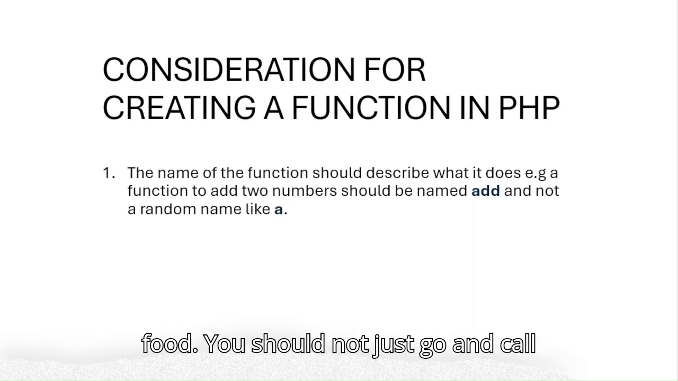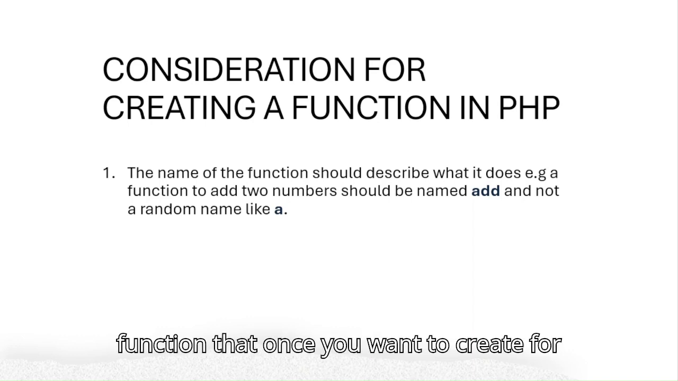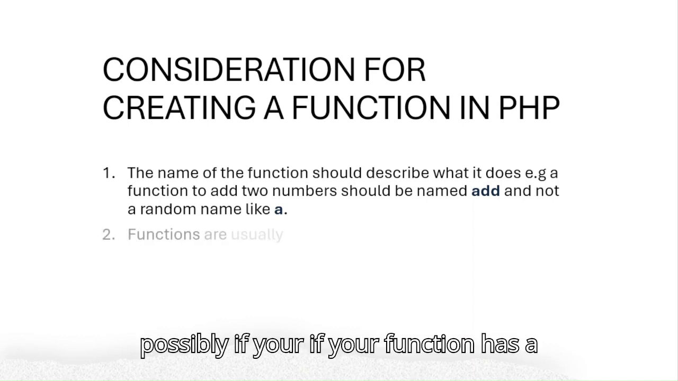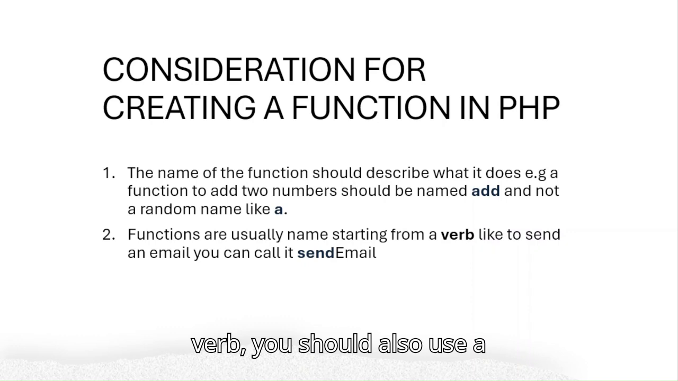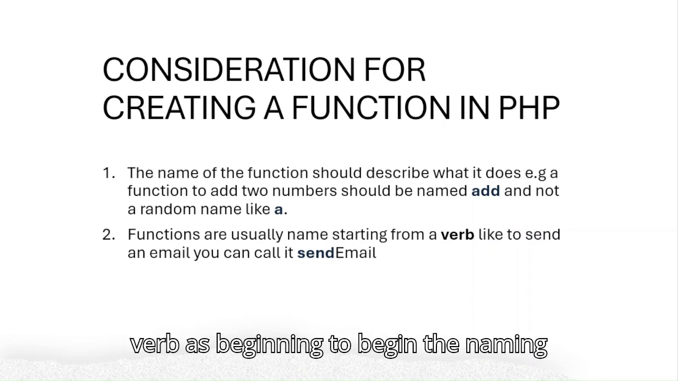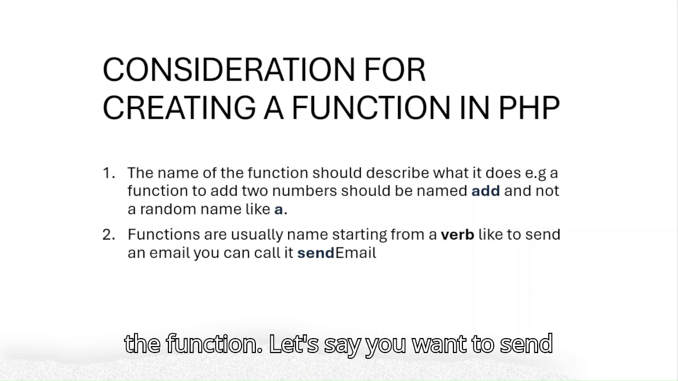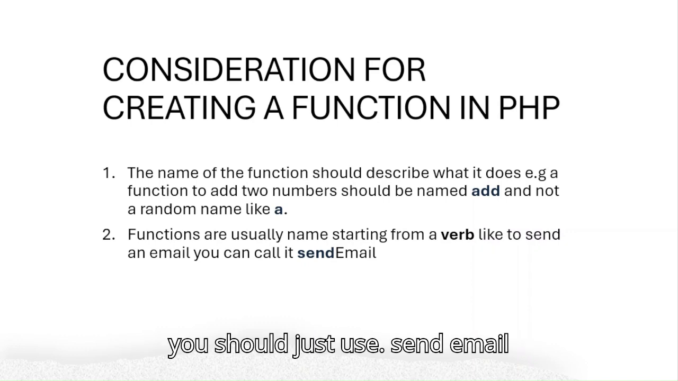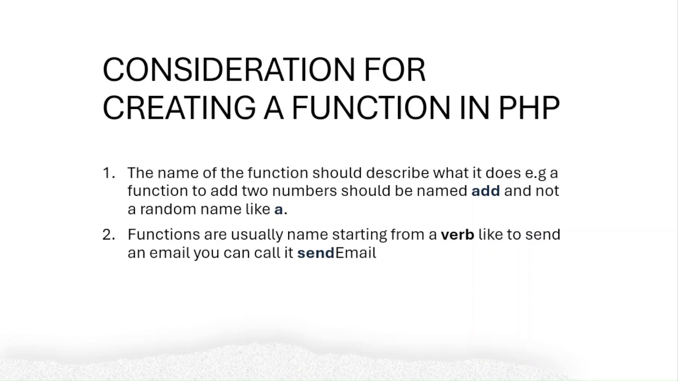You should not just call the function you want to create for something to eat "food", or any random name. Also, if your function has a verb, you should use the verb at the beginning to begin naming the function. Let's say you want to send an email. You want to write a function that will send an email. Send is a verb, so you should just use sendEmail.